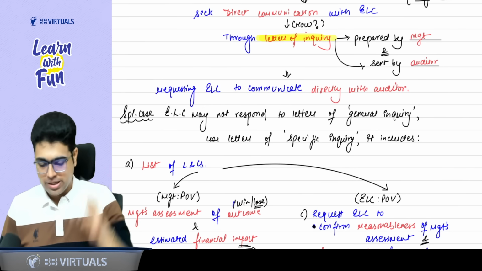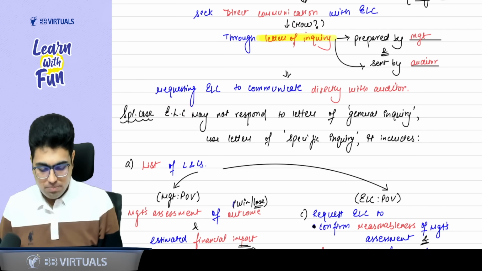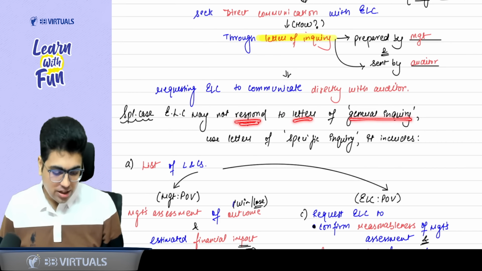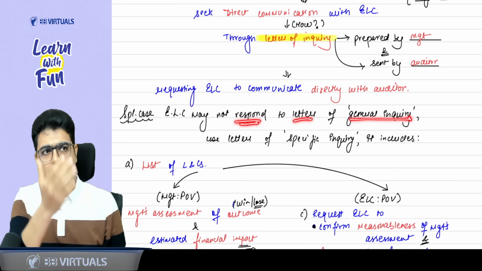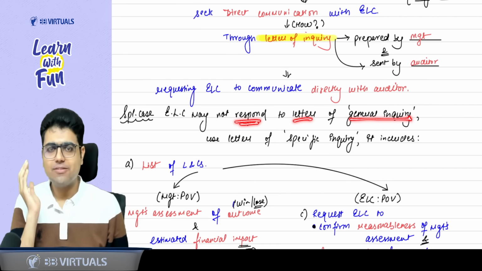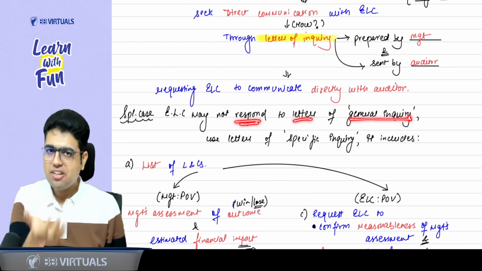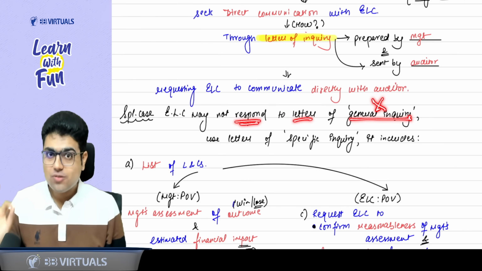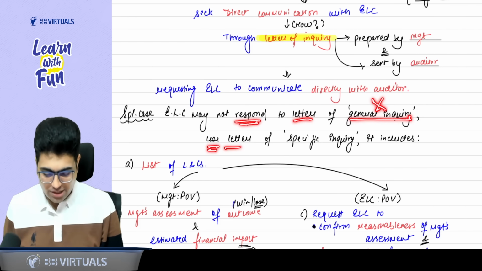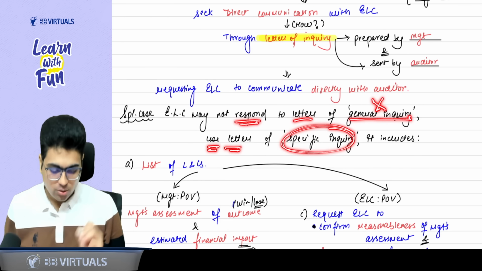Understand it properly. External legal counsel may not respond to a letter of general inquiry. General inquiry means I am asking the external legal counsel to explain to me all the cases that he is handling for the entity and give me the details about the cases. He will not respond to a letter of general inquiry. So which letter will I use? A letter of specific inquiry.